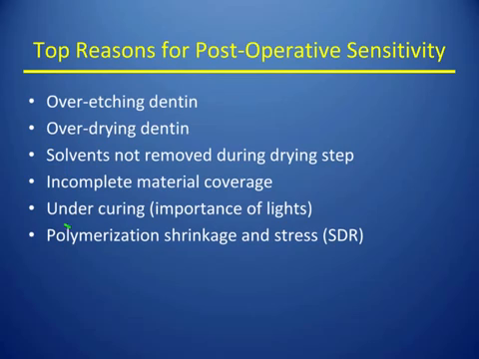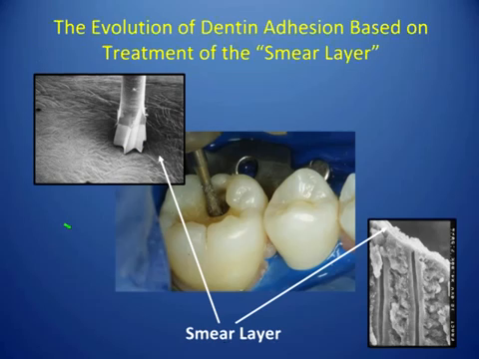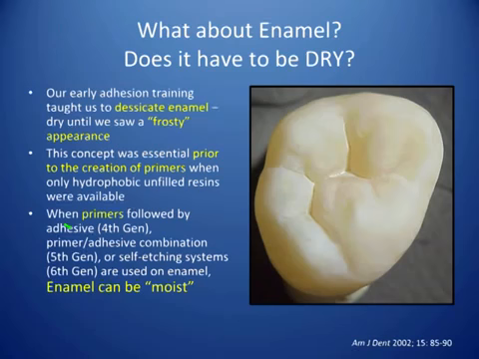But really the smear layer has been what dictates these different generations of adhesives and the chemistry along the way. We talk about moist or wet bonding, and one of the things that we referred back to in the past is enamel we always looked at really desiccating. I mean, we were proud to show our dental school instructors how frosty white our enamel was. The reality is this has a negative impact to the dentin, right?